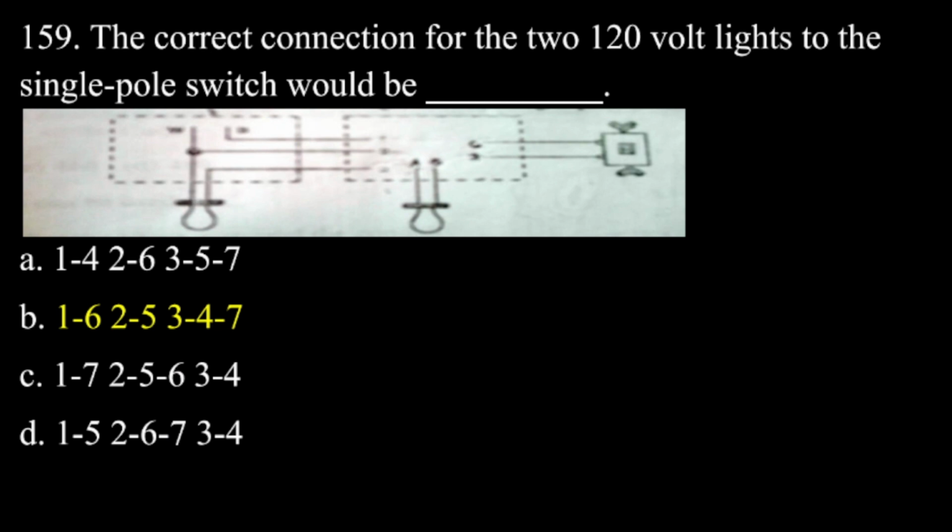The correct connection for the two 120-volt lights to the single pole switch would be blank. A. 1 to 4, 2 to 6, 3 5 7. B. 1 to 6, 2 to 5, 3 4 7. C. 1 to 7, 2 5 6, 3 to 4. D. 1 to 5, 2 6 7, 3 to 4.